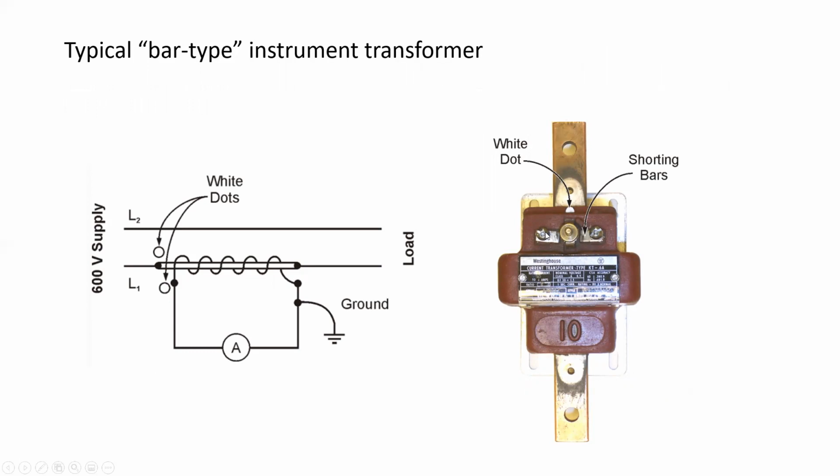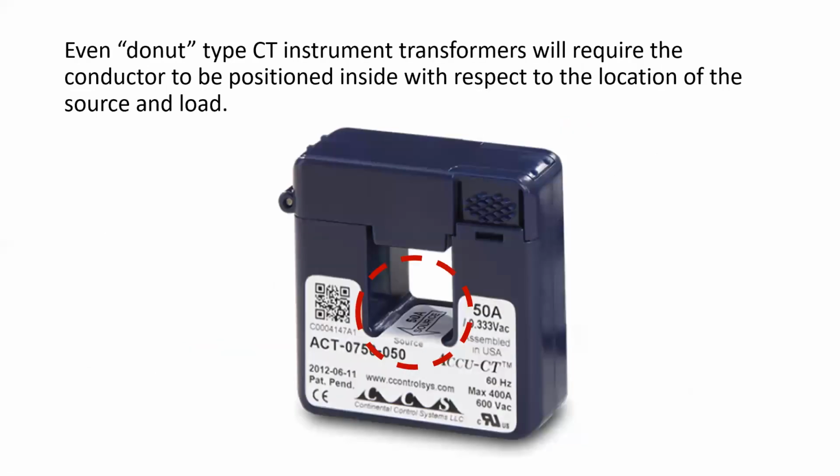Or if we're dealing with something like this, another instrument transformer, it'll actually indicate polarity by telling you which side the CT or the instrument transformer should face in regards to the source or the load. So there's an arrow here. It even says the word source on the front because that would make a difference to the polarity depending on which way you laid the conductor inside that CT. So, something interesting to consider when you're out in the field.